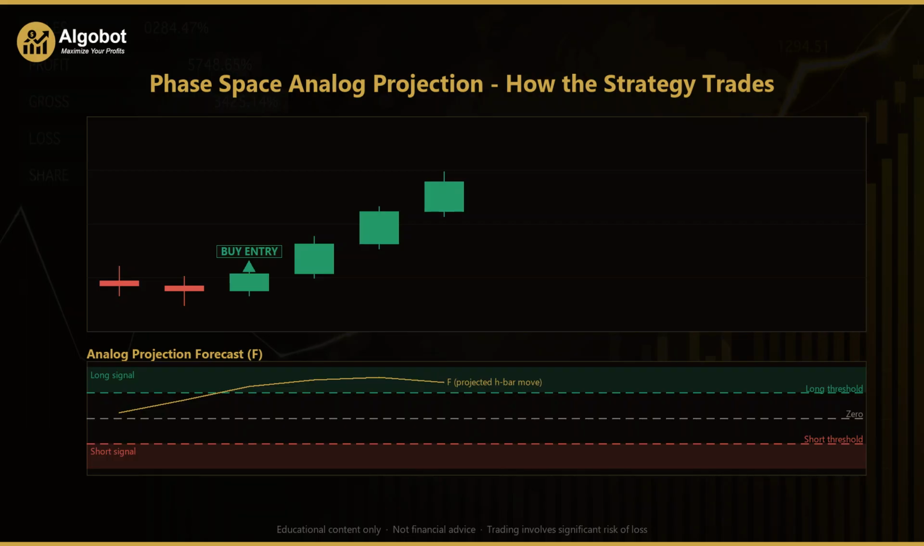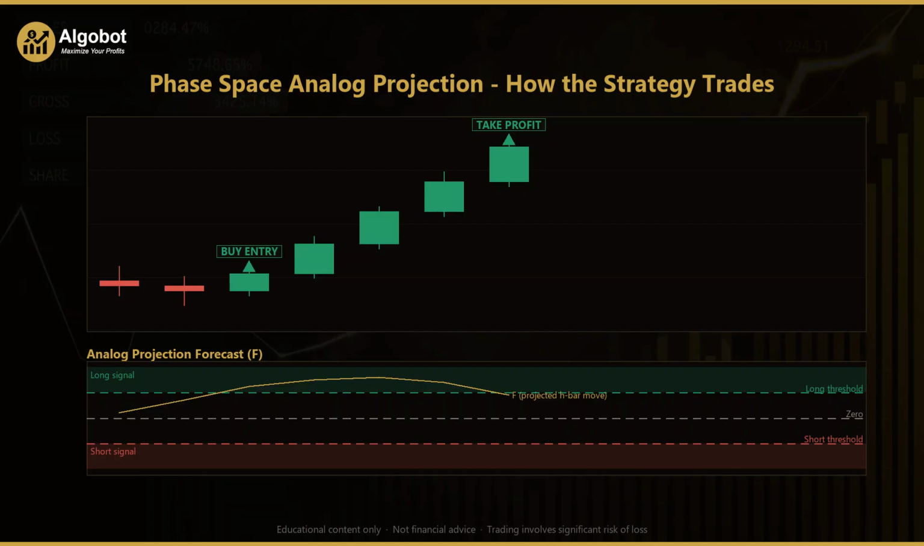On the third candle, that's candle index 2, the forecast crosses above the green long threshold, and the agreement gate is satisfied. That's our buy entry marker. As the position opens, the stop loss is set 2 ATR below, and the take profit target is placed 3 ATR above, giving that 3-2 reward to risk shape.